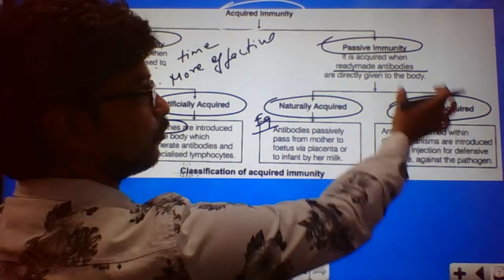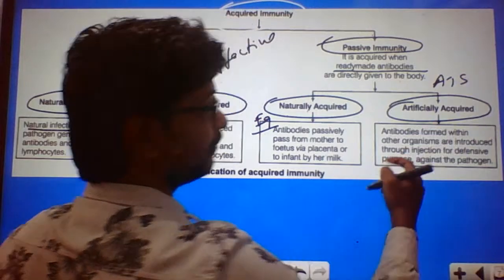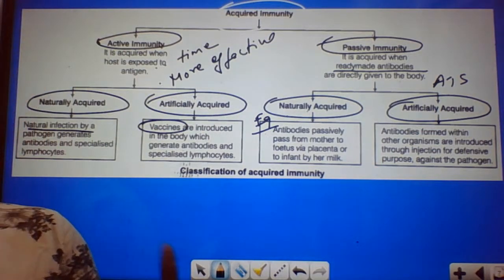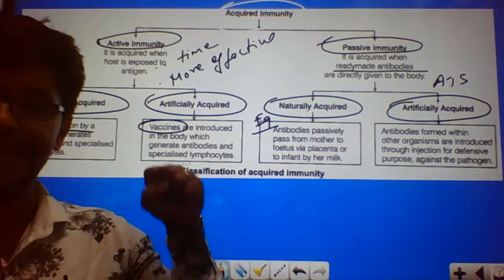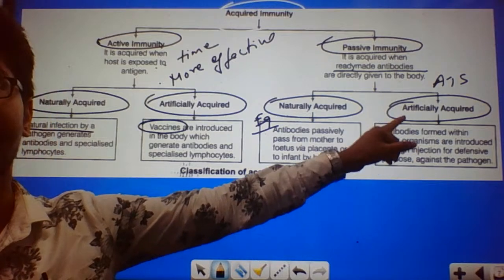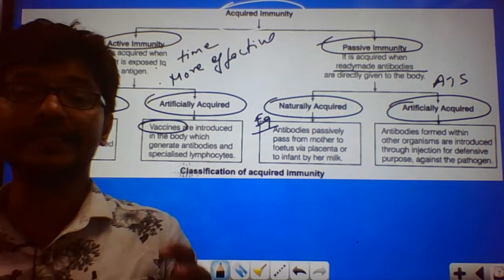Artificial acquired passive immunity is usually for anti-tetanus serum, or anti-venom in the case of snake bites. For example, if a snake bites you and you go to the doctor, they try to take the venom and poison out of your body. In this case, artificial antibodies like serum are administered so that we can save the patient.